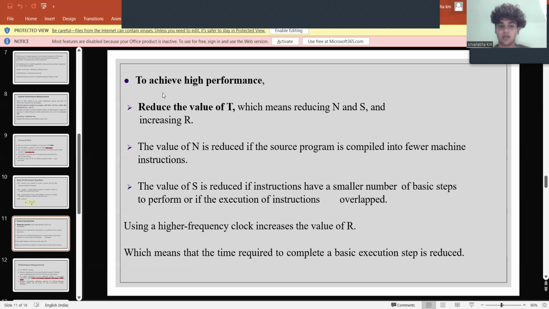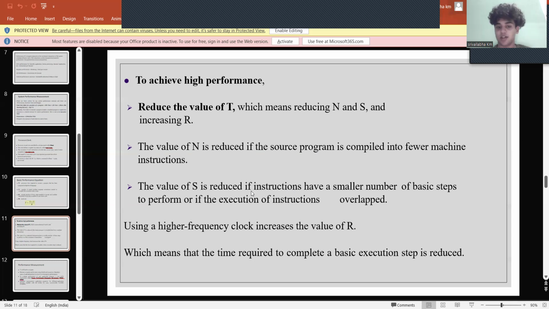Next, to achieve high performance, we have to reduce the value of T. N and S will be reduced and R, the clock rate, is increased. The value of N is reduced if the source program is compiled into fewer machine instructions. The whole program should be compiled and made into simple instructions.